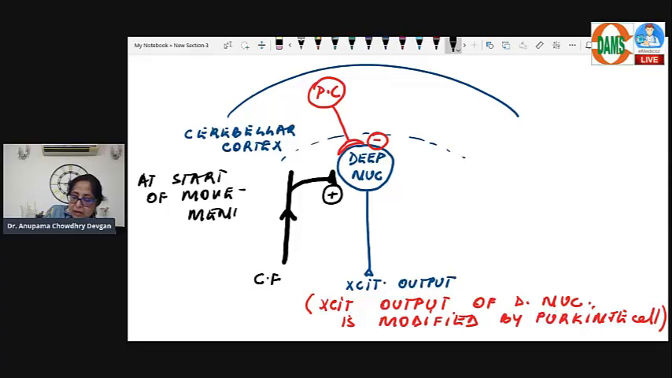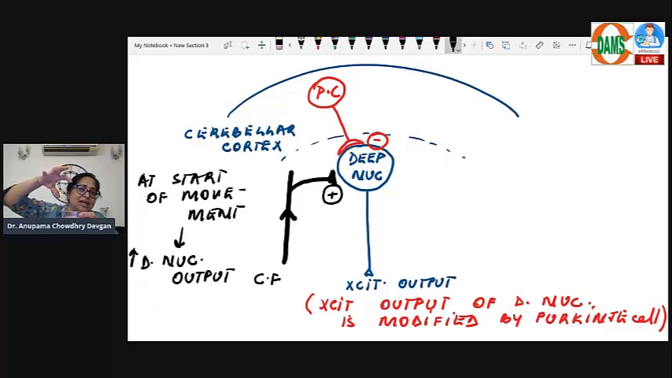So at the start of movement, the deep nuclear output is enhanced. There is an increase in the deep nuclear output. How is it enhanced? This is because the climbing fiber excites the deep nuclei, whose output is excitatory, so this excitatory output is increased. See, it is very, very simple. Supposing there is a glass lying on the table and I have to pick it up. Towards the start of movement, the output is enhanced.